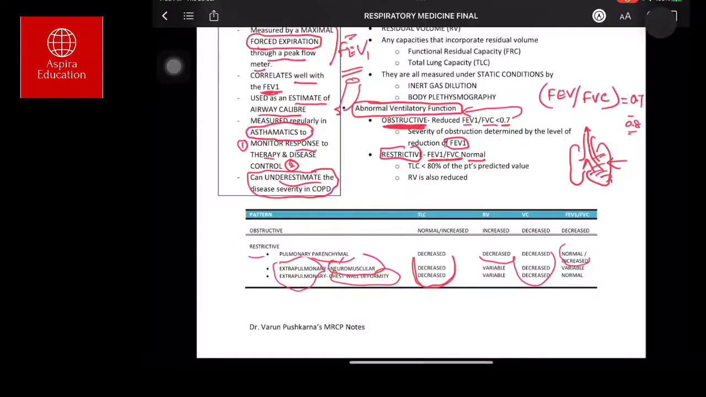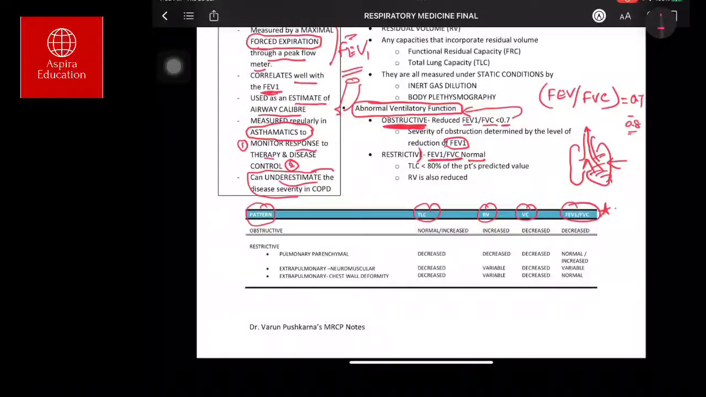All right. If you just look at this table, it is very important and it will help you. You can take a snapshot of this table. You can, in fact, define the pattern of disease by looking at these values. Most importantly, FEV1 by FVC. So in obstructive disease, the ratio is decreased, that is less than 0.7, whereas in restrictive disease, if it is pulmonary parenchymal, it is either normal or increased.